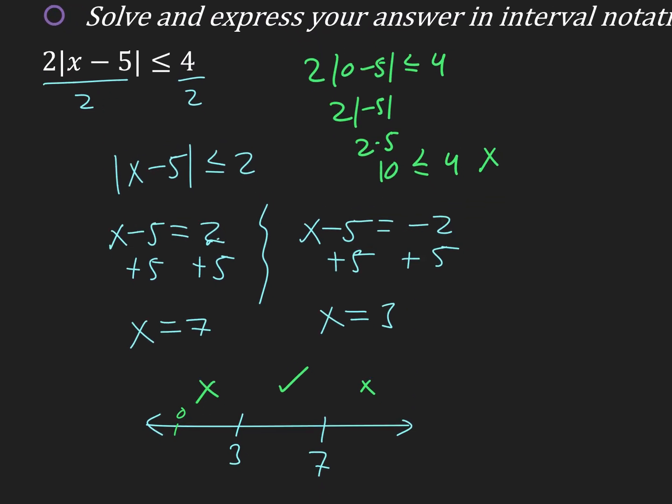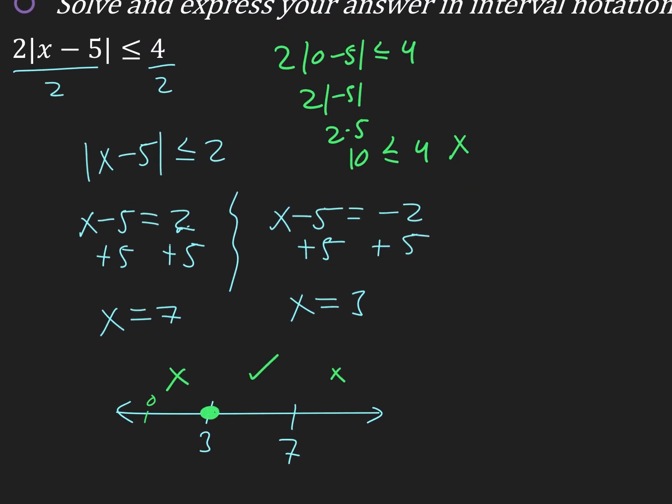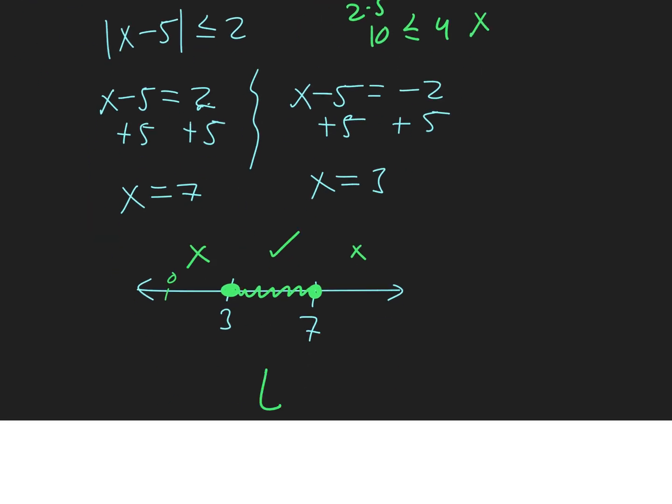Right? And then because this had a line underneath, I'm going to do closed circles and then shade in between. So then my answer in interval notation is going to be bracket 3, comma 7 with another bracket. And then that's your final answer.